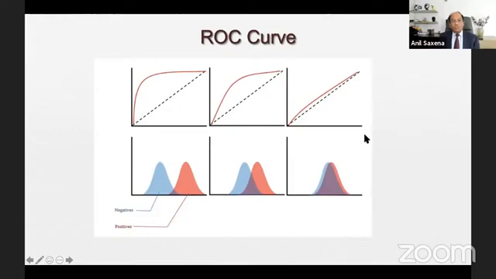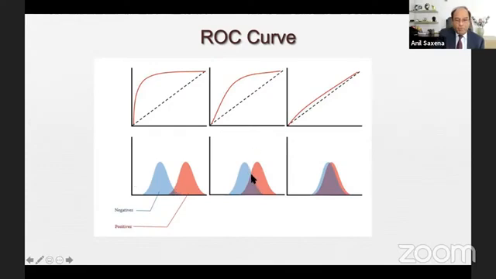So this is what happens: when a test is good, it separates your patient population into 2 different distributions. They don't clash with each other. That's when you say that the test is very good, because it is able to differentiate the negatives versus positives very, very clearly. That makes a test very good.